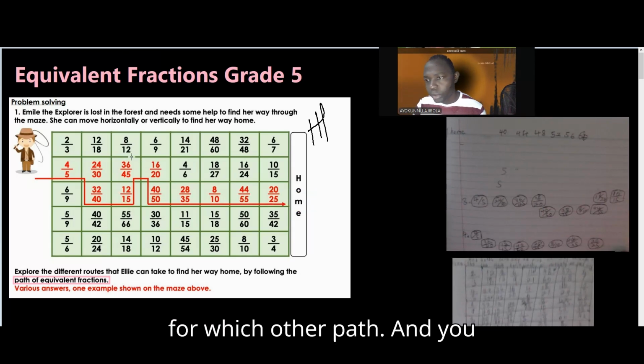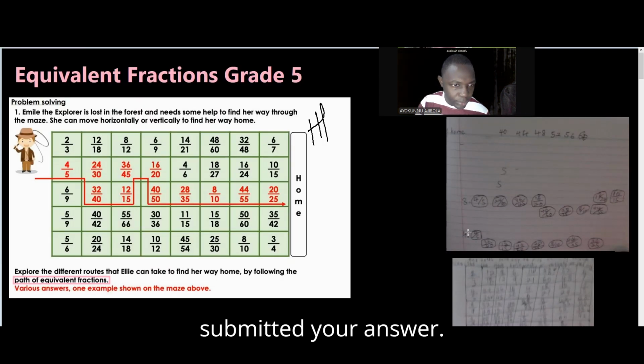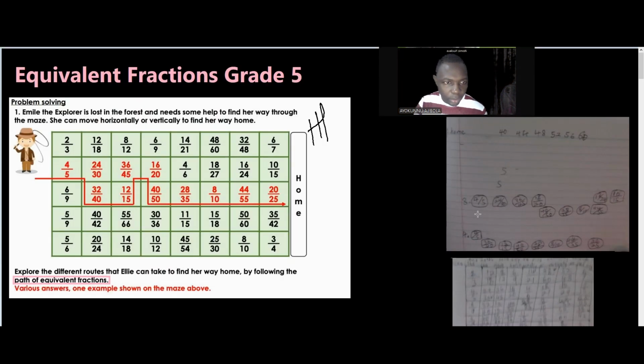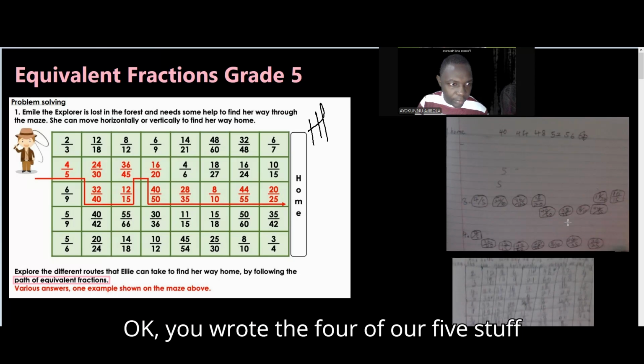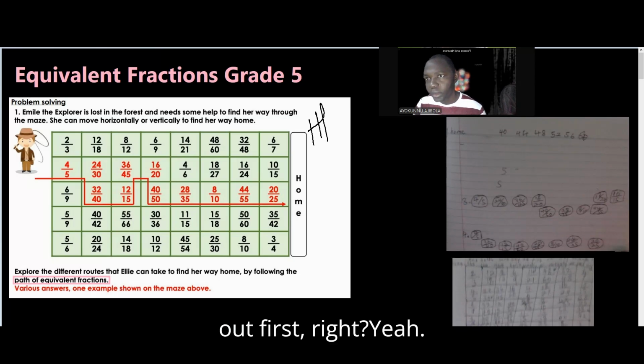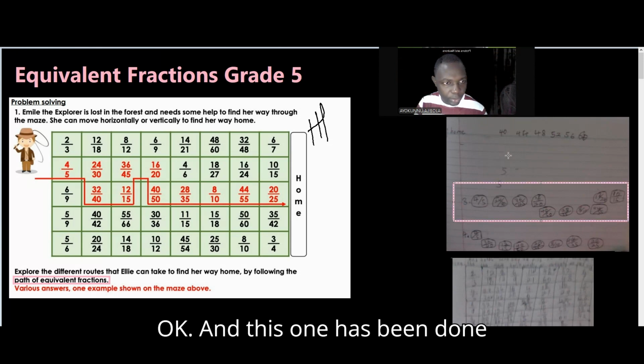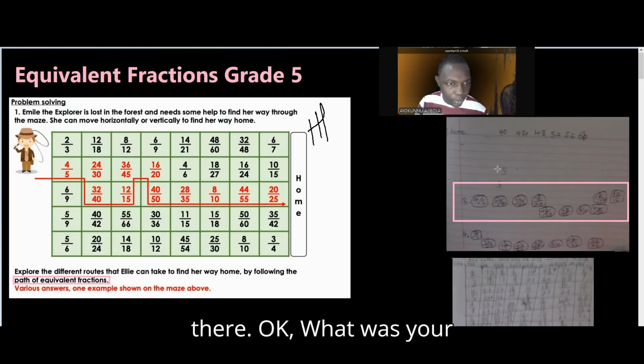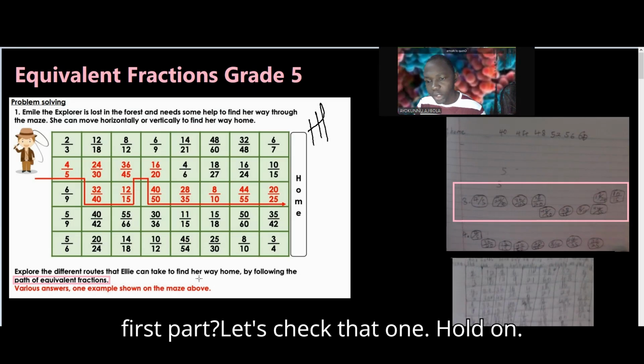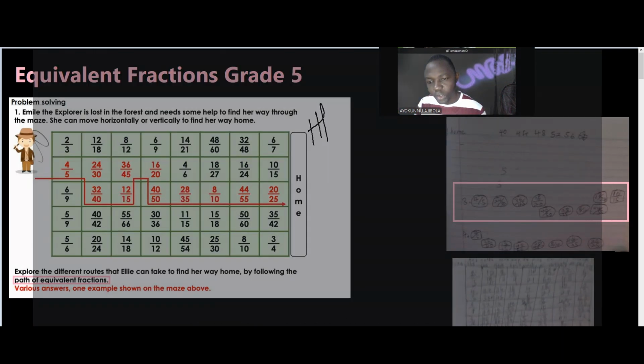They were trying to look for which other path, and you submitted your answer. Okay, you wrote the 4 over 5 stuff out first, right? Okay. And this one has been done there. Okay, what was your first part? Let's check that one. Hold on. I'm going to continue shortly.